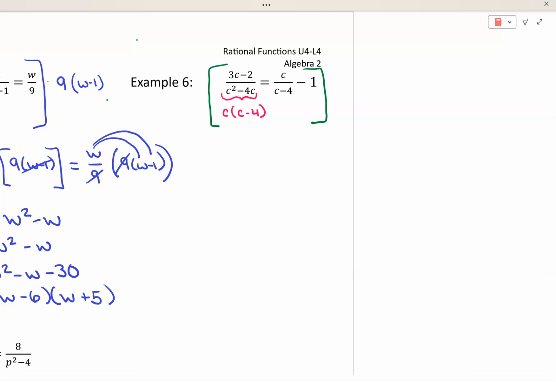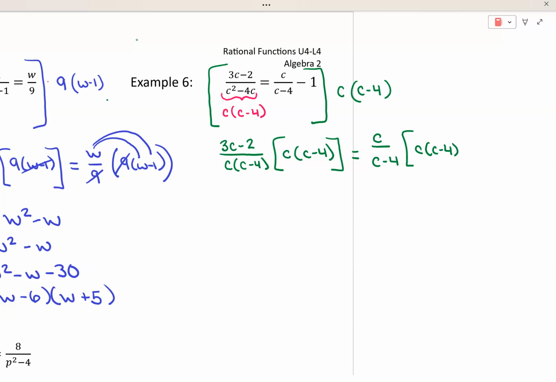So let's see, we definitely have to have a C minus 4, and it looks like we're going to have an extra C. Okay, I'll just go ahead and write it out. So 3C minus 2, and then this is C minus 4 times C minus 4 equals C over C minus 4 times C minus 4 minus 1 times C minus 4. Whew, that was a lot on that one.